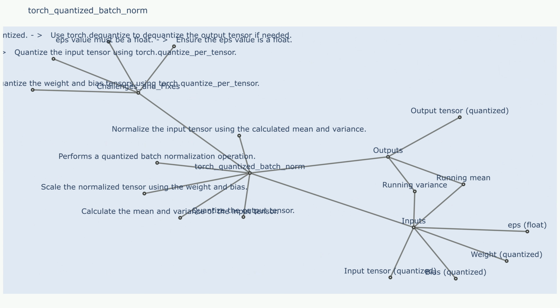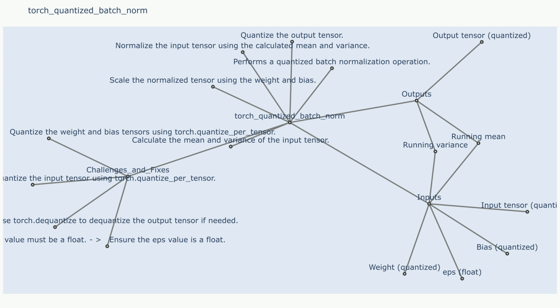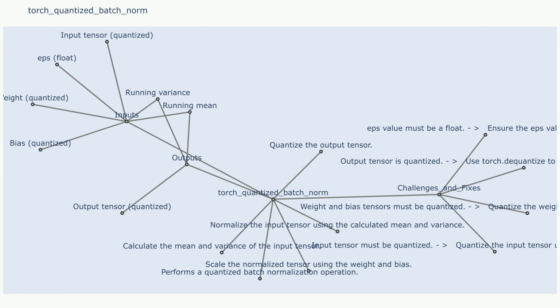Fixes to Challenge 1. Use a higher precision quantization scheme. Use a different quantization scheme, such as post-training quantization or quantization-aware training. Use a different normalization layer, such as layer normalization or instance normalization.